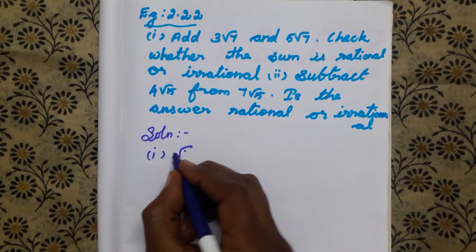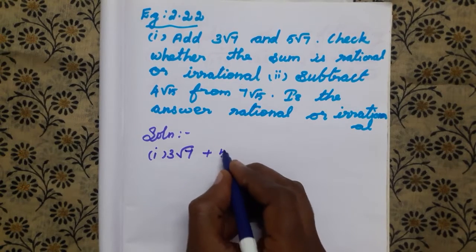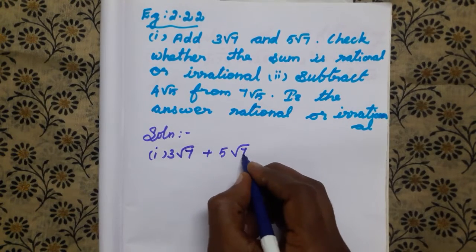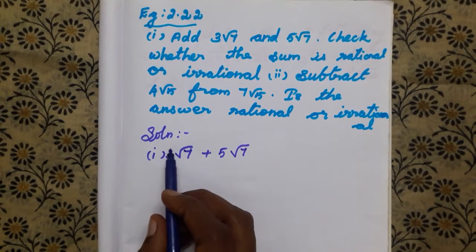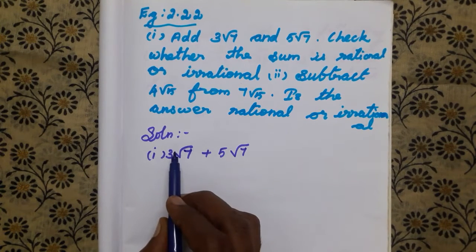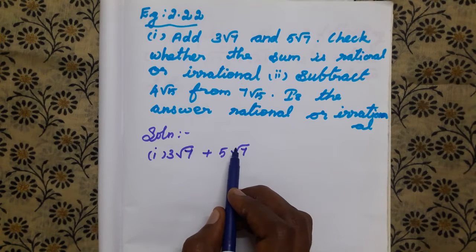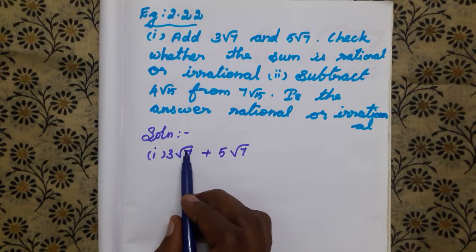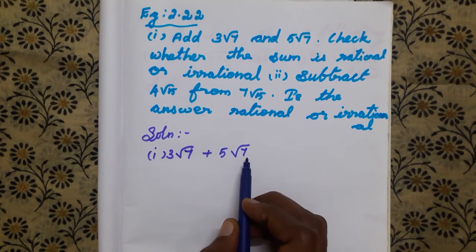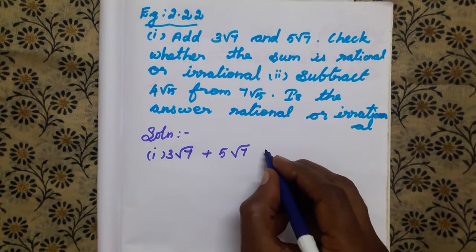3 root 7 plus 5 root 7. What's the coefficient of this? 3. Here what is the coefficient? 5. Check the order. Here order is 2. Here also order 2. What's the radicand? Radicand 7. So we can add these two numbers.